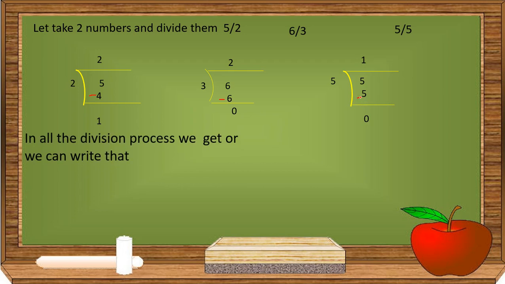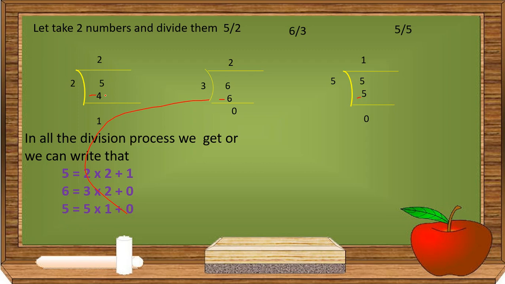in the division process, what can we write? What do we observe here? In the first case the remainder is 1, in the second case the remainder is 0, and in the third case again the remainder is 0. So we can write 5 is equal to 2 into 2 plus 1. In the example 6 upon 3, 6 is equal to 3 into 2 plus 0, and in the last example 5 divided by 5 we can write 5 is equal to 5 into 1 plus 0.